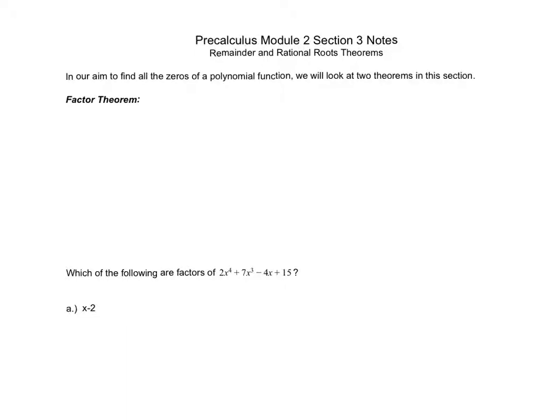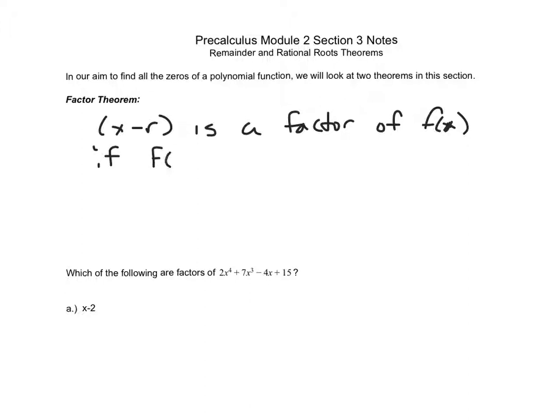All right, section 3, we're going to learn another theorem that's going to help us to find these real zeros of polynomial functions. And this one is called the factor theorem. The factor theorem says this. It says x minus r is a factor of f of x. So some x minus some r is a factor of f of x if f of r equals 0.